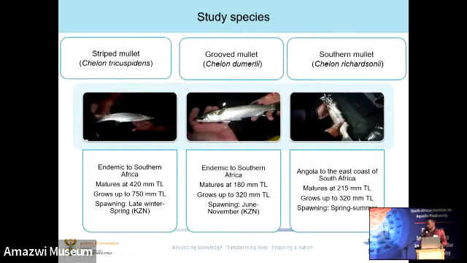So there are three species that we're targeting: the striped mullet, the groove mullet, and the southern mullet. They are all endemic to Southern Africa. They are mostly smaller sized fishes, and they spawn between winter up to summer, except for the striped mullet, which grows up to 750 millimeters in total length.